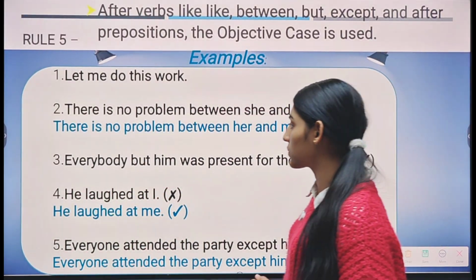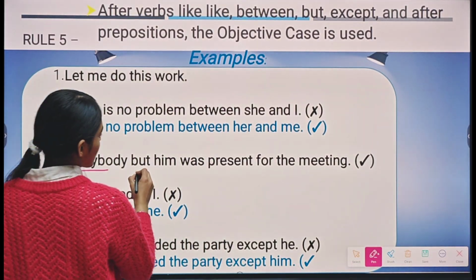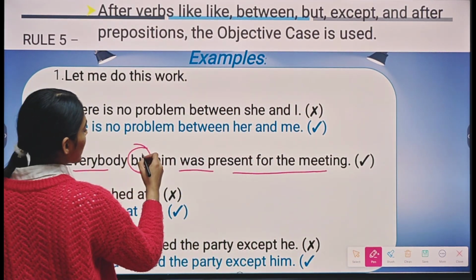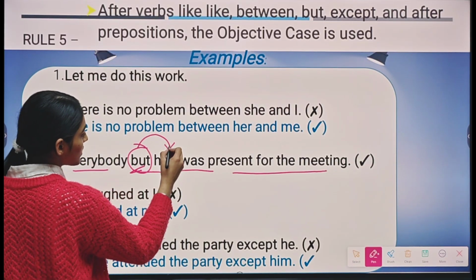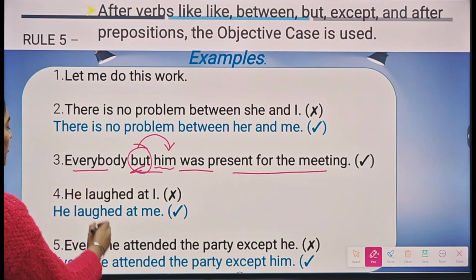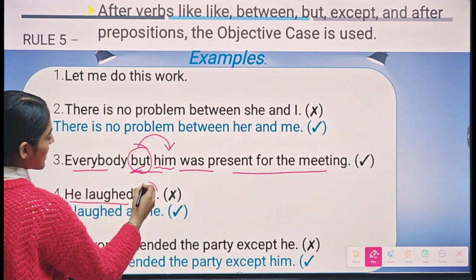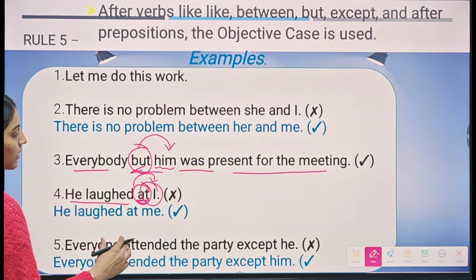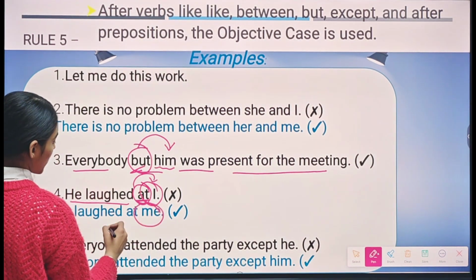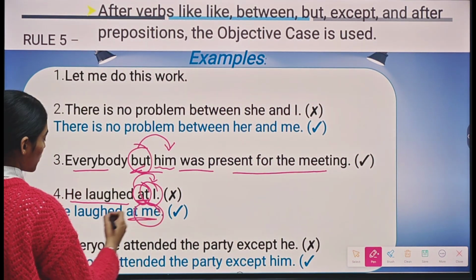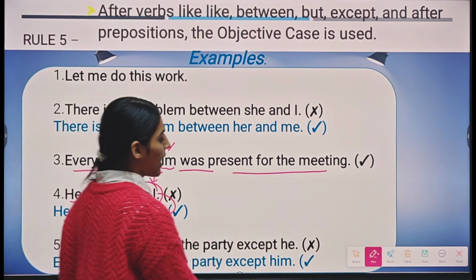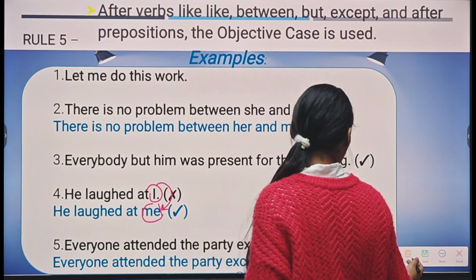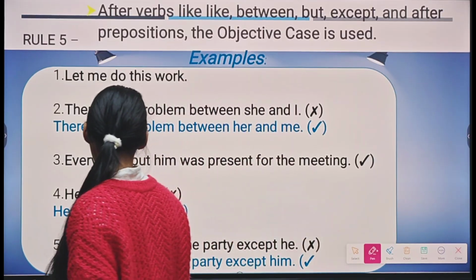Now let's see the third one. Everybody but him was present for the meeting. Here but is a preposition, and after that we will use the objective form. Then the fourth example: he laughed at I. At is a preposition, and after that we cannot use the subject form, so we will use the object form. So we will say, he laughed at me.